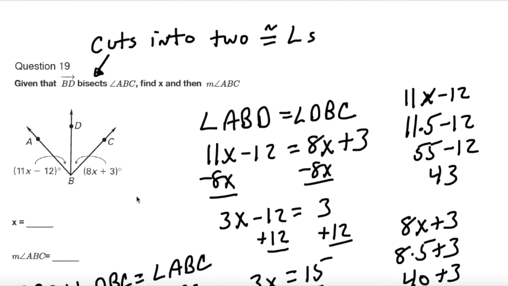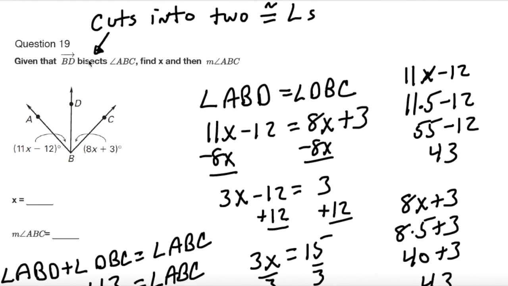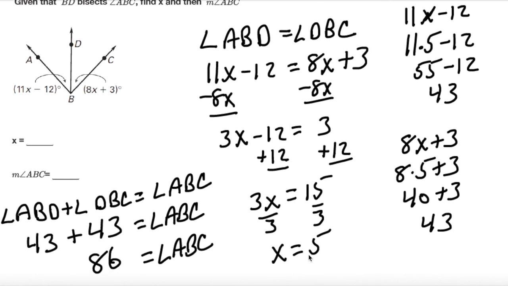And question number 19. Ray BD bisects, which means it cuts this angle into 2 congruent angles. So that means 11x minus 12 is equal to 8x plus 3. It's asking you to find x, but then also the big angle, angle ABC. So what we did was we found x, and then I substitute and find out what each of the small angles are, and then I added those together and got 86 for the angle ABC.